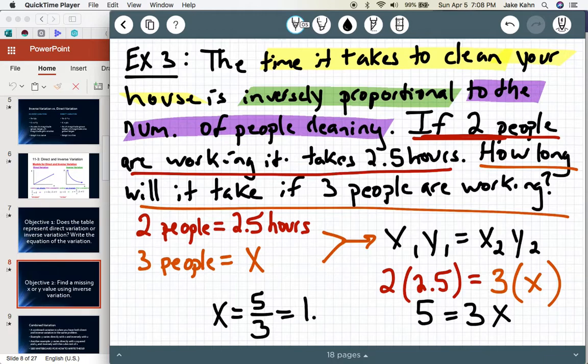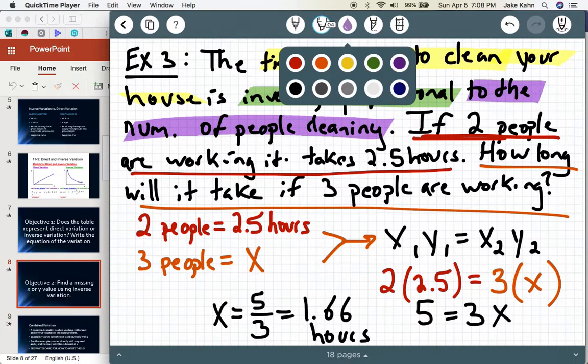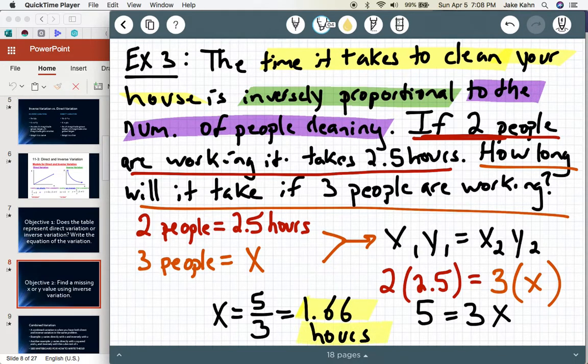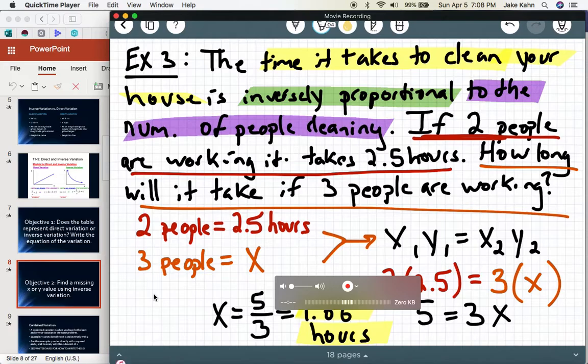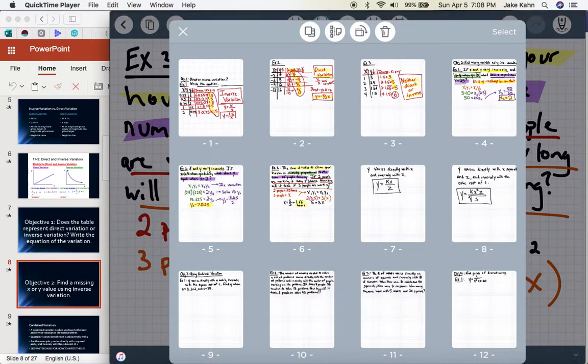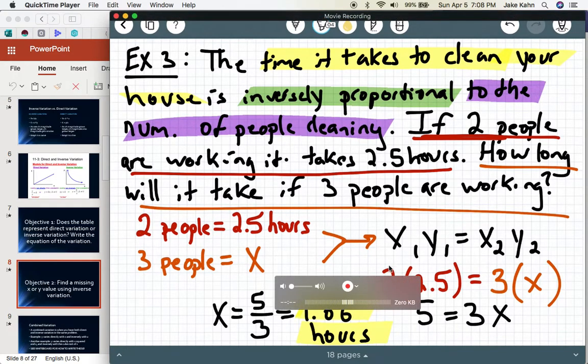which is 1.66 hours. And that's our final answer. We found that using the inverse variation, just setting up a simple statement of equality, solving for x. Cool. All right. I believe that is it for this objective. Yes. So let me bring it back to me.